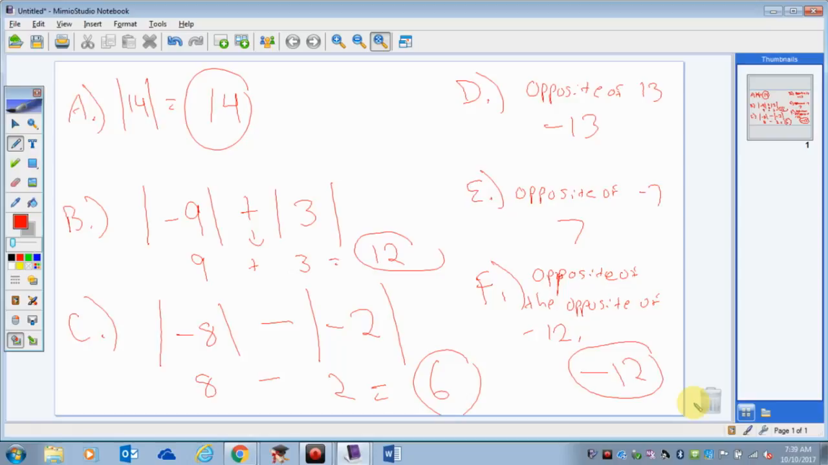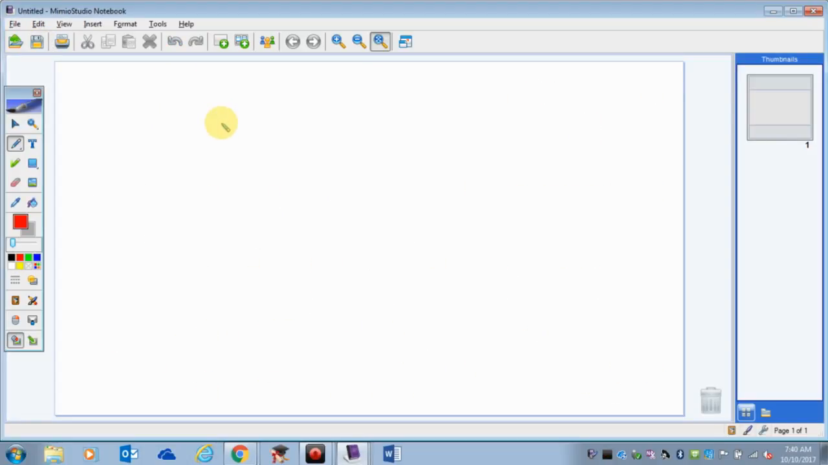That's all I have for you today on the absolute value. The only thing that I will say is if there's a symbol outside of the absolute value, it stays. So I'll do one example of that real quick. Don't let this confuse you based on the rest of it.